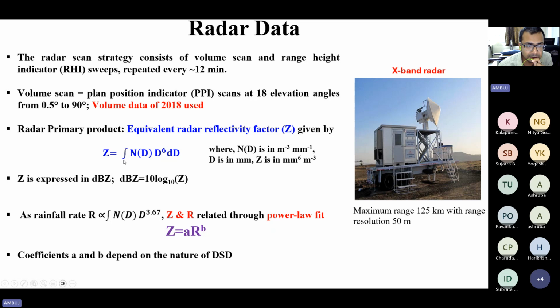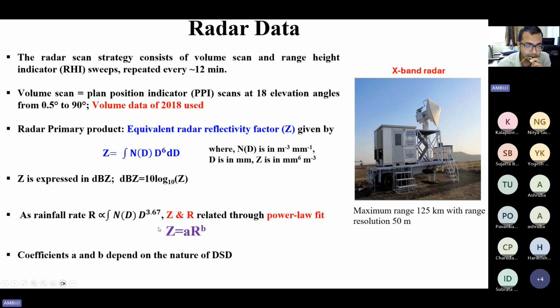As we can see here, Z is a function of number concentration of raindrops and drop diameter. Basically Z is the sixth moment of drop size and is expressed in dBZ units due to its scale of variation. And we also know that rainfall rate R is proportional to drop size, and in fact R is proportional to D to the power 3.67, as both Z and R depend on integrals over N(D).